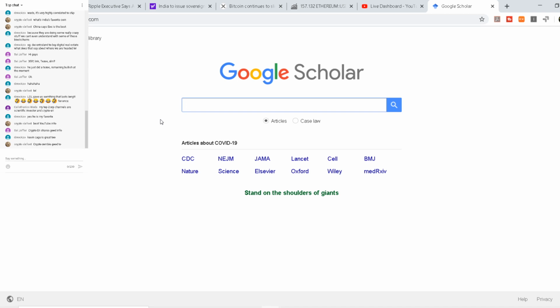For example, you come into Google Scholar, and say you're looking at how XRP is doing. Just type in XRP. It's mainly for remittance, right?